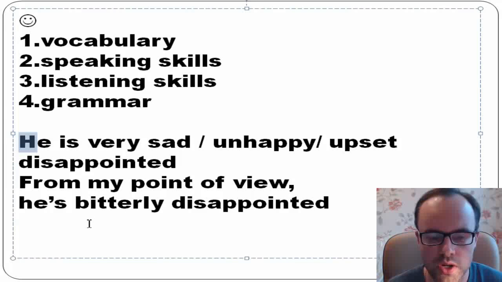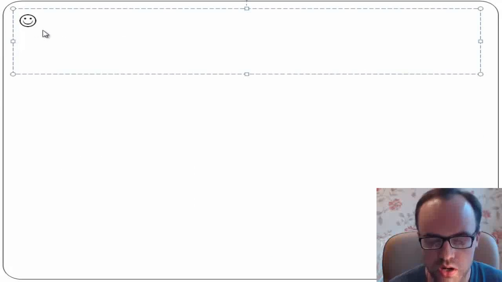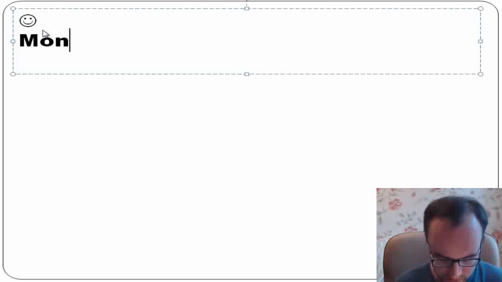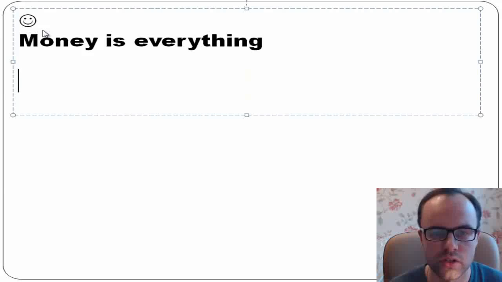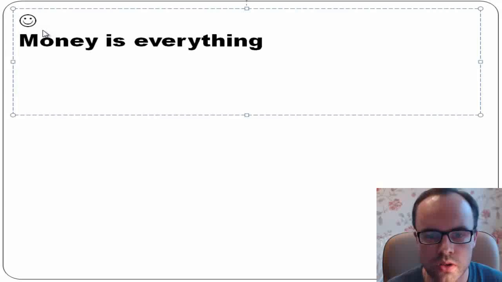So what about grammar? Really you need to use more advanced structures. Okay, but anyway, let's look at one more example. For instance, you can see a statement such as, money is everything, and you need to say something about it. Do you agree or disagree with this statement? Money is everything. Let's compare two possible answers of elementary students and more advanced students.